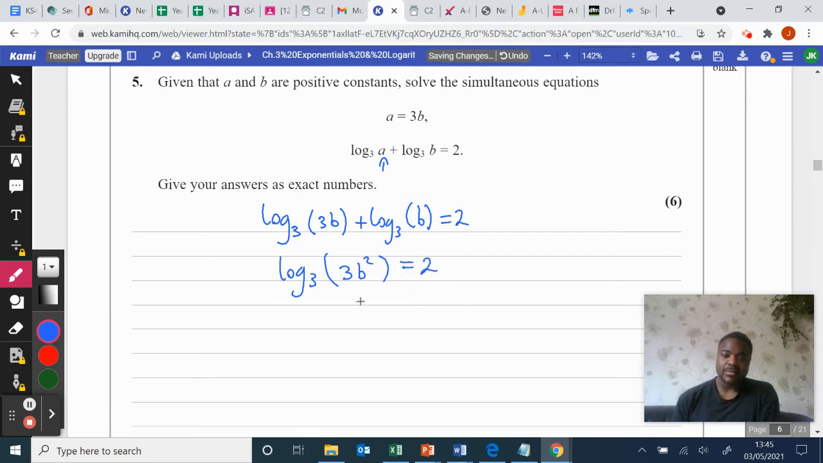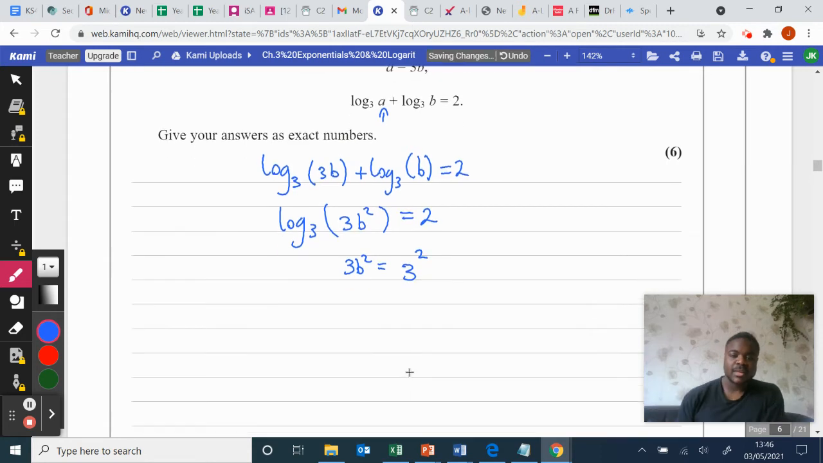Then, from here, using the inverse of log to the base 3, which is 3 to the power of something, I can write this as 3b squared is equal to 3 to the power of this number here, 2. Okay? And then I have 3b squared is equal to 9. So b squared is equal to 3, which means that b is equal to the square root of 3.